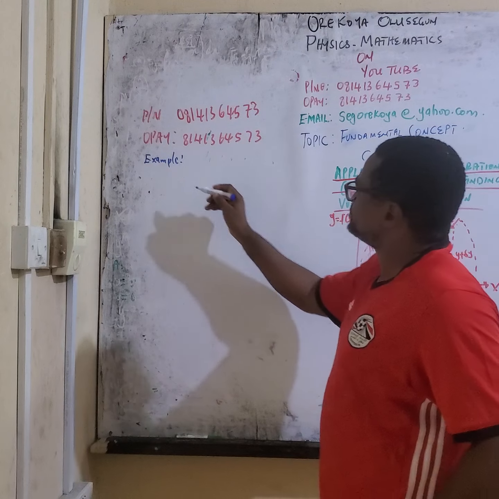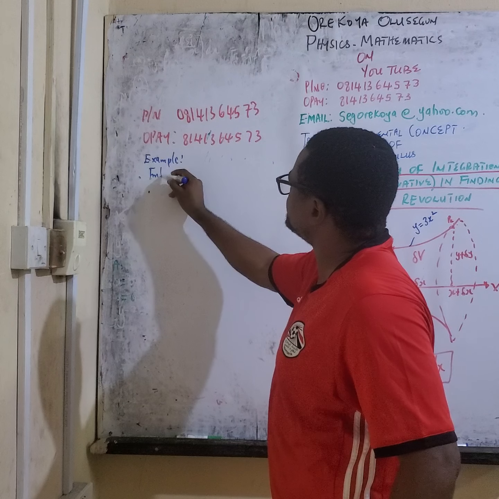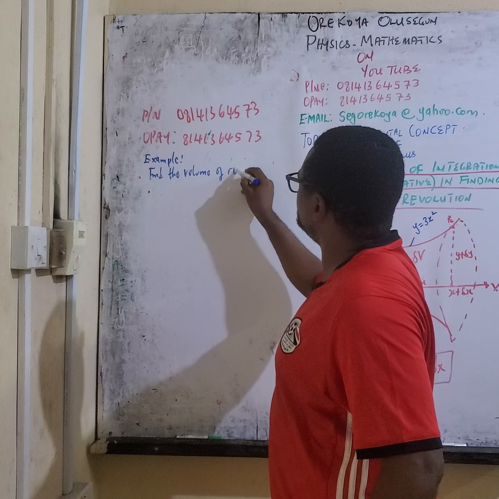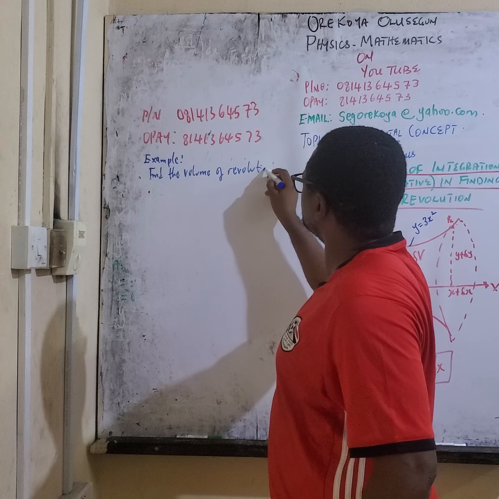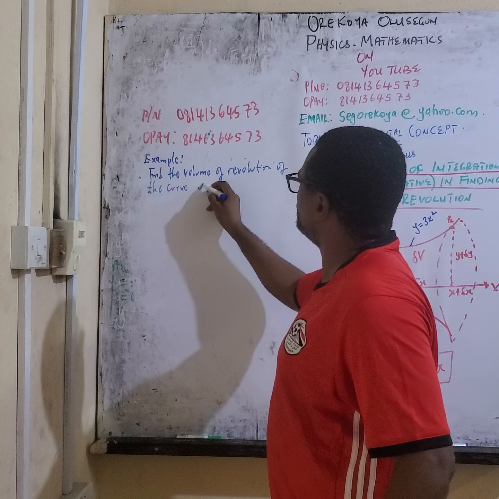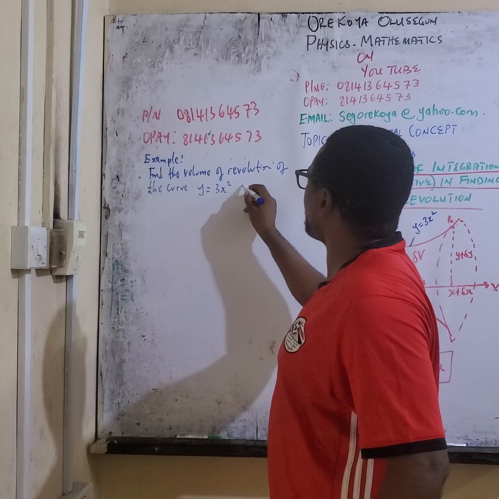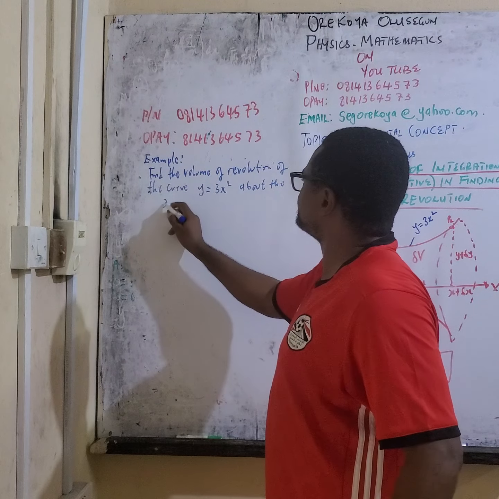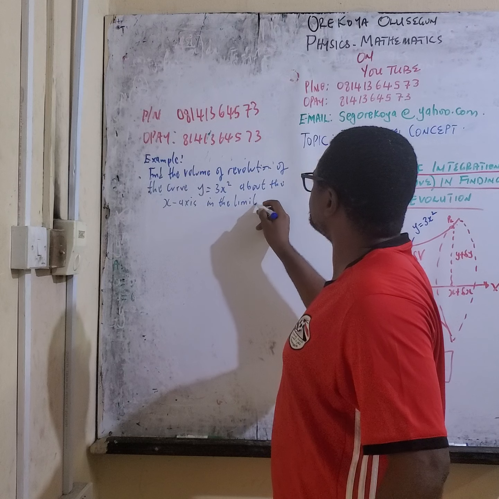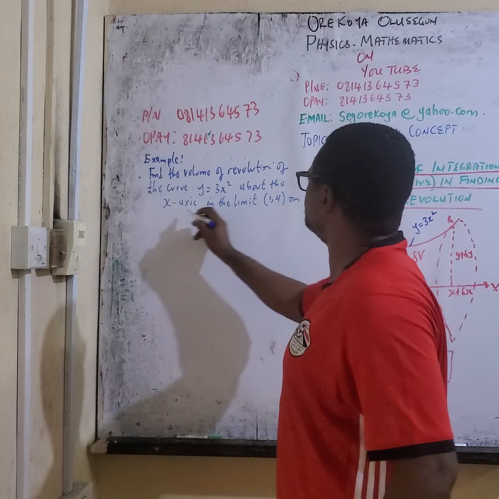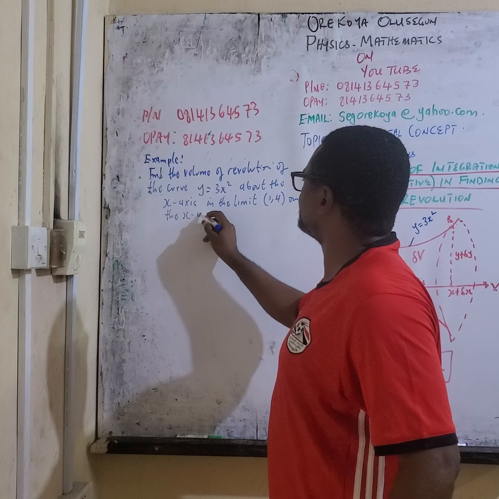The question says: find the volume of revolution of the curve y is equal to 3x squared about the x axis, in the limits 1 to 4 on the x axis.